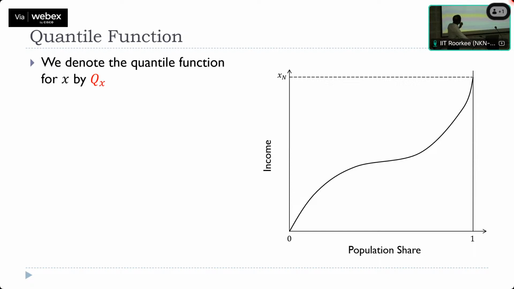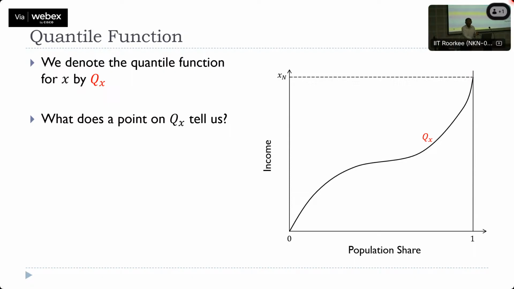And we will be denoting this quantile function by qx. Q stands for quantile. What does a point on a qx tell us? Because I'm summarizing, what does a point on this quantile function mean? Suppose we have a point such as A, and for the point, suppose the population share is 0.5.